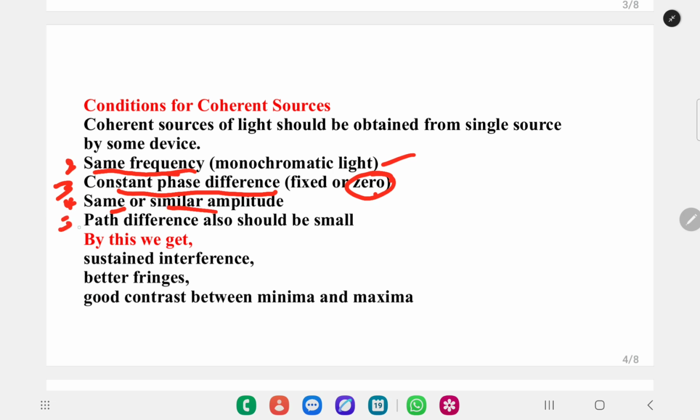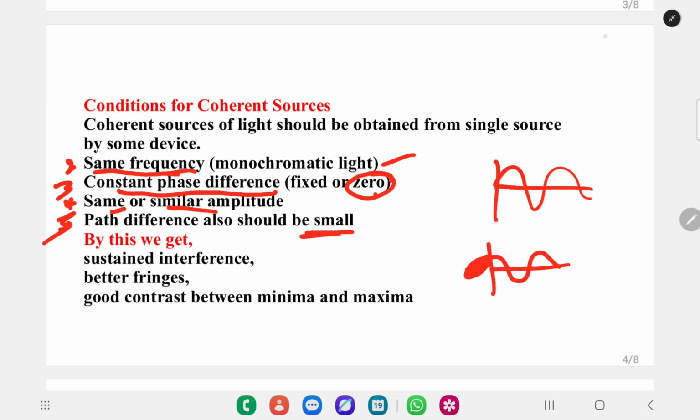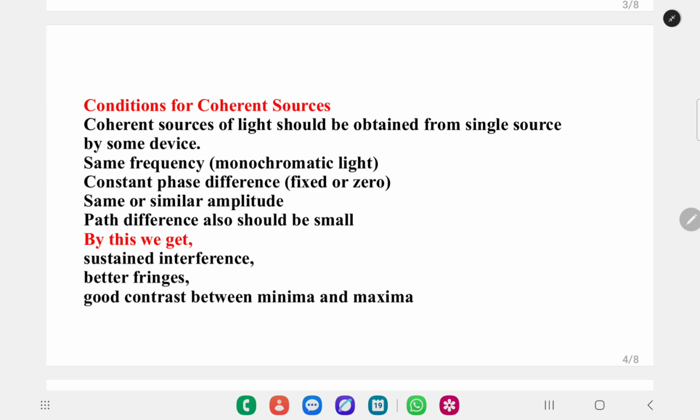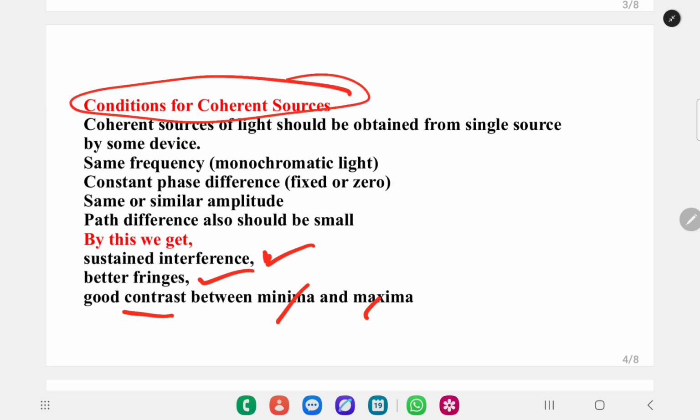The fifth point says the path difference also should be very small. If there is any path difference, it should be a very small path difference. Then only we'll get sustained interference, a long-lasting interference pattern, better fringes, and good contrast between minima and maxima. So these are the conditions for the coherent sources.